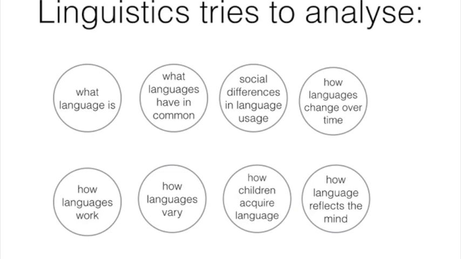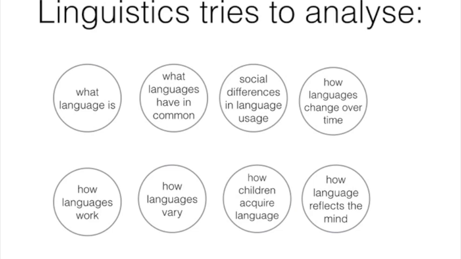And then, how languages vary. Okay, the differences between languages. Between Arabic and French, between dialectal Arabic, Moroccan Arabic, and Amazigh, etc. Between Amazigh or Tashlhit and then Tarifit. So there are differences there.